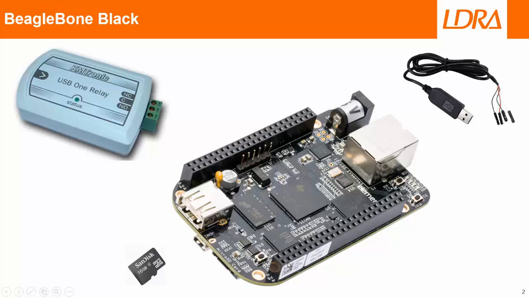So here we have the BeagleBone Black. And in order to boot the board, I'm going to use an SD card on which I've got a simple U-Boot program. And to get the data off the target and also to download the program to the target, I'm going to connect a serial port to these pins. And then I need to be able to reset the board. And so in order to do that, I've got a USB relay that's going to basically switch the power on and off.